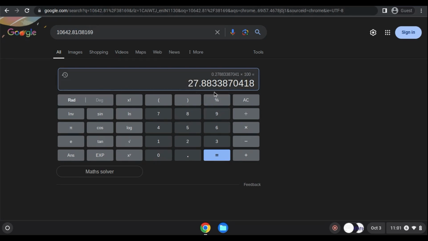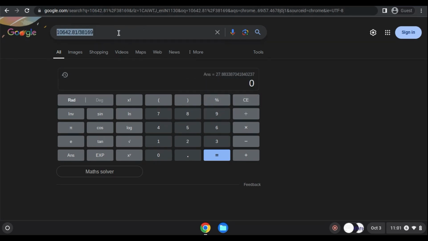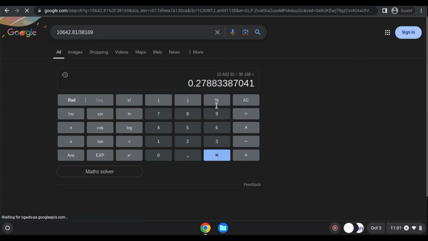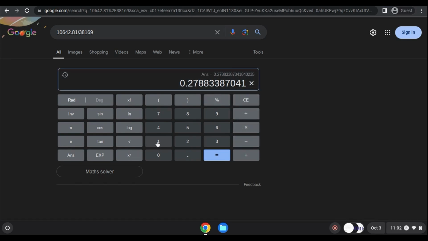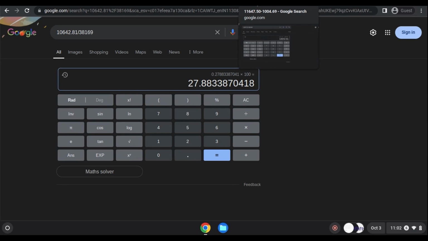Here we have it already, guys. See, 10,642.81 divided by 38,000, which is the capital which I have used for trading today, gives us 0.2788 and so on. Into 100 equals 27.88%, guys. The ROI is 27.88% on today's trade.